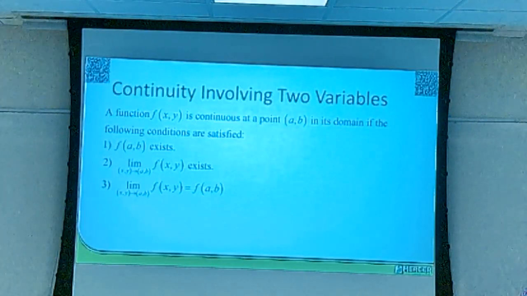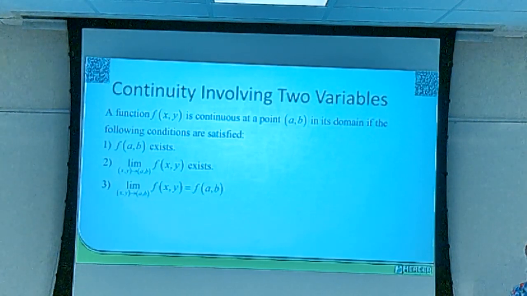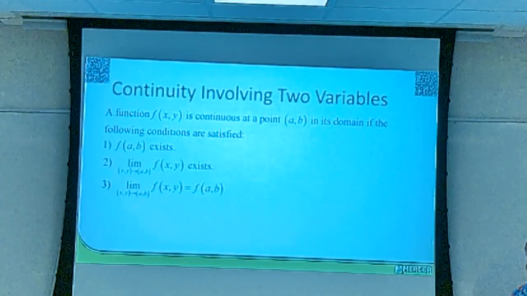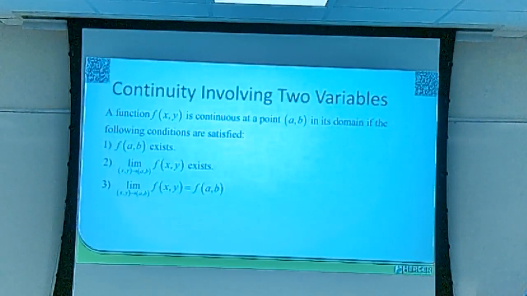For single variate, if you wanted to show a limit did not exist, just show that from the left and from the right are two different values. So the function behaves differently left and right, and you show the limit doesn't exist.